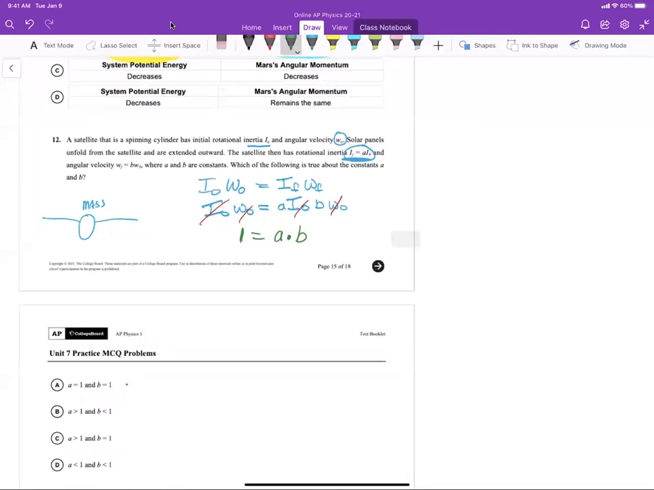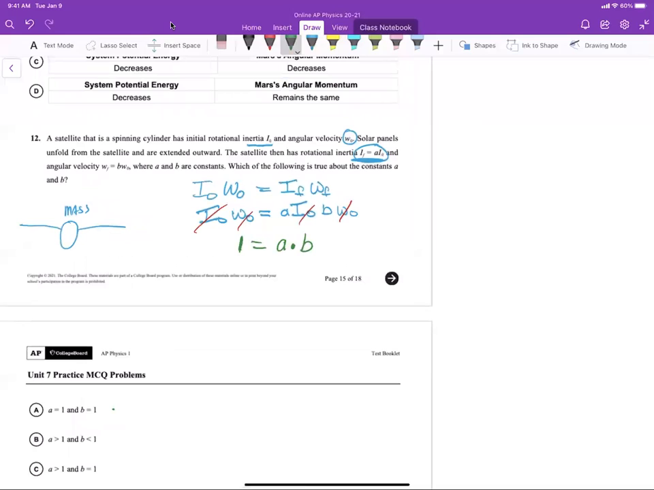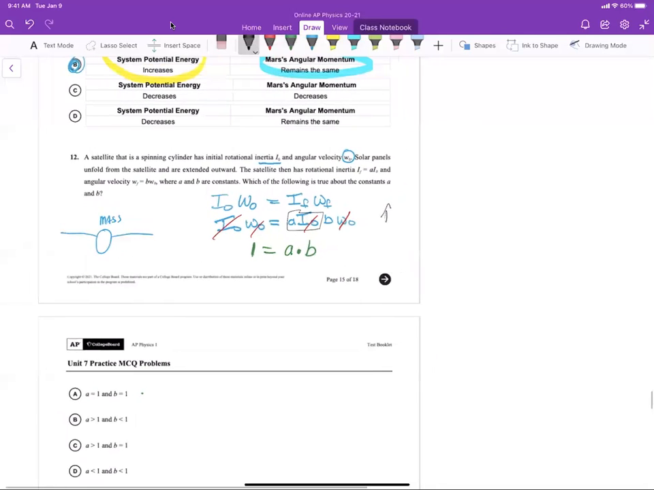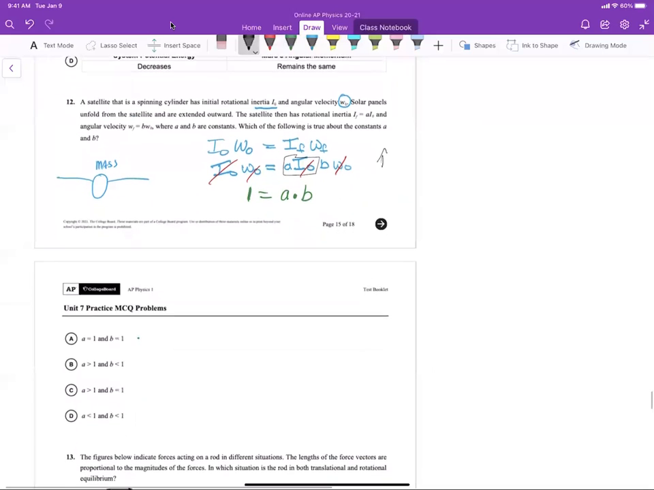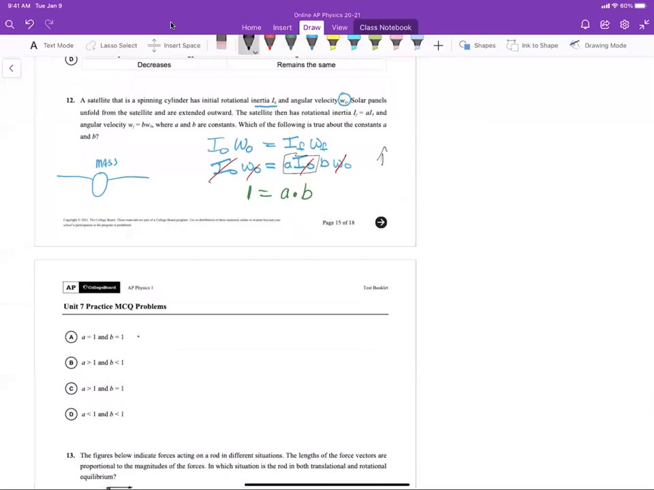All right, now we got to go back up here. Let's look at this. A was related to the rotational inertia, and that rotational inertia increased. So A had to go up, B had to go down. That won't work because I got to still equal 1. Okay, it's got to be B.